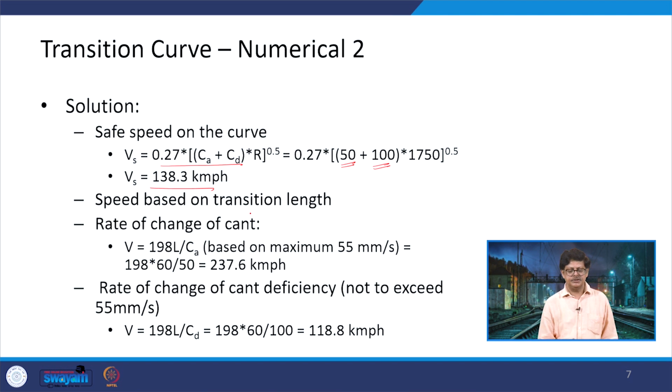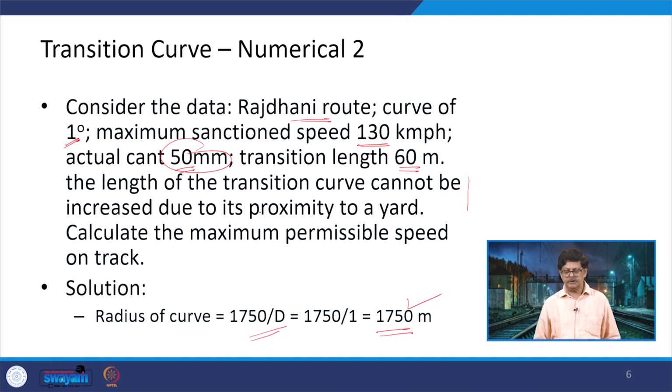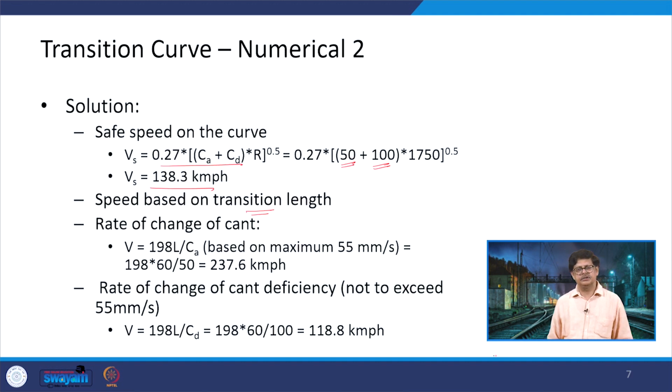Now, let us look at the transition length. We are being given that the transition length is 60 meters. Now, if we consider that transition length, then how was the length defined? There were three formulas which were given, and within those, in the case of the rate of change of cant or cant deficiency, we have the desirable condition and the minimum condition which has to be there. So, based on those, considering 55 mm per second as the rate, the formula becomes V is equal to 198 L divided by Ca.